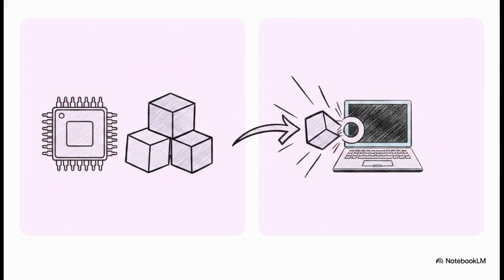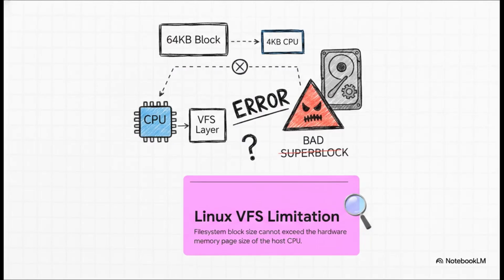It handles it perfectly. But your standard desktop computer, your x86 Ubuntu machine, is hard-coded to a strict 4 kilobyte memory page size. They are completely incompatible. And that clash triggers a hard limitation in the core Linux kernel, specifically within the virtual file system, or VFS layer. There is a very strict rule in Linux.